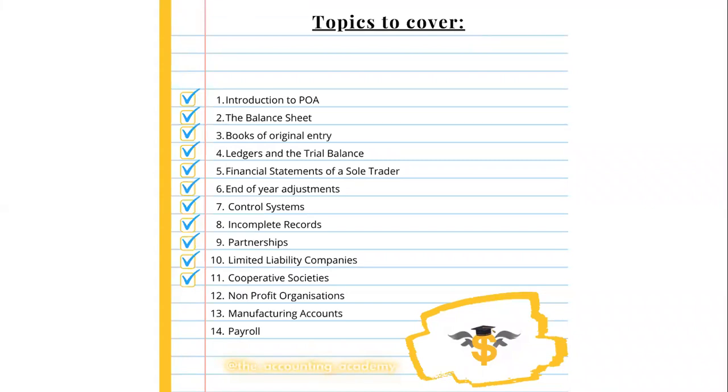You're going to be driving all around and you're not going to know where you're going because you don't have a goal. When it comes to any subject that you're studying, it's important to know what the syllabus covers, what topics you have to cover, and how much time you should spend on each topic. POA has 14 chapters, 14 different topic areas, right? I particularly like this textbook. You can tell me in the comments what textbook you're using, because they broke down each part of the syllabus into a chapter. So we have introduction to POA, the balance sheet, the books of original entry, and it goes straight down to non-profit organizations and payroll.